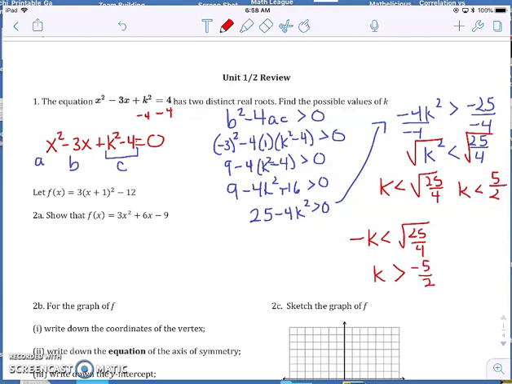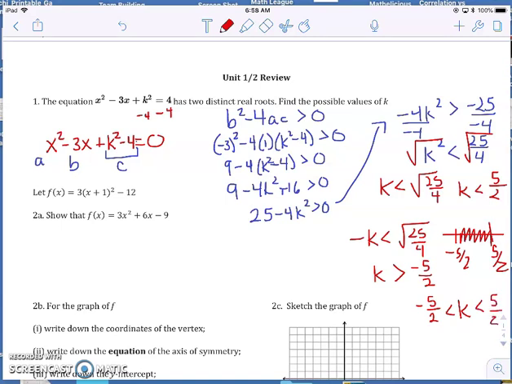So when we look at these, k is greater than negative 5 over 2, but less than 5 over 2. Kind of think number line. We have 5 over 2 and negative 5 over 2. So it's greater than but less than, so we can write it as a single inequality: negative 5 over 2 is less than k is less than 5 over 2.